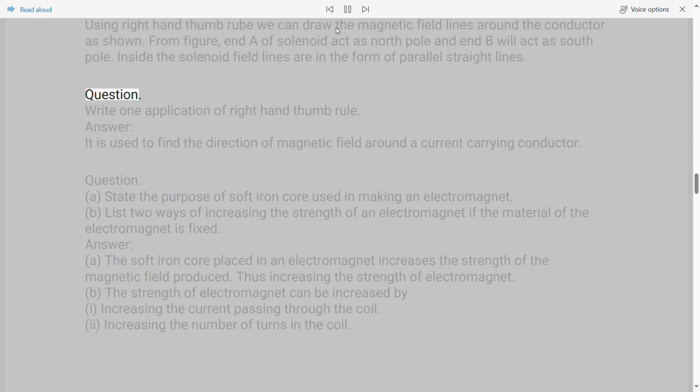Question. Write one application of the right-hand thumb rule. Answer. It is used to find the direction of the magnetic field around a current-carrying conductor.